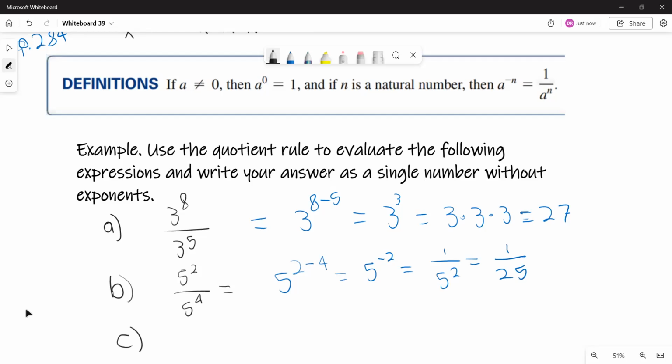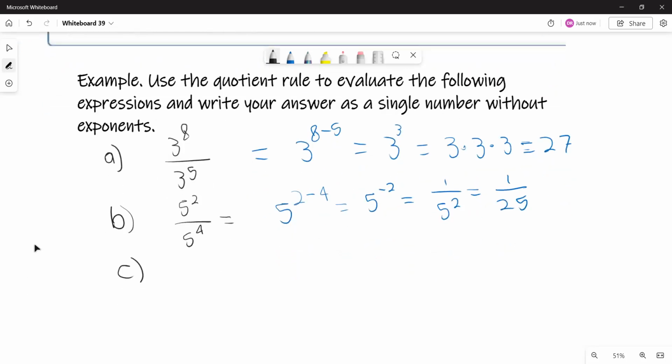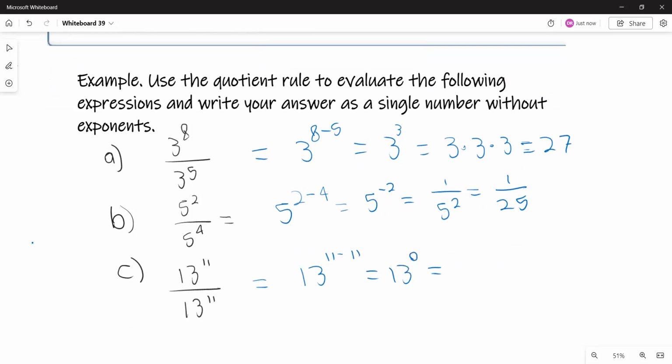And part C, well, for part C, you don't need the power rules. Let's say 13 to the 11 over 13 to the 11. Well, you know that this is 1 because you're dividing a number by itself, but if you wanted to use the quotient rule, this would be 13 to the 11 minus 11, or 13 to the 0 power. Any number to the 0 power is 1, but you could have evaluated directly, knowing that a number divided by itself is 1.